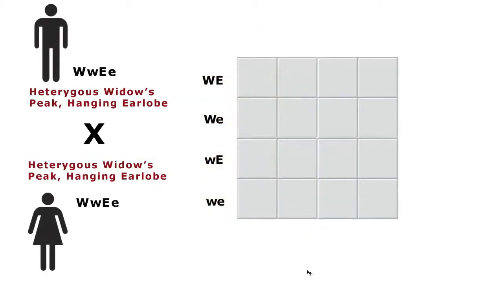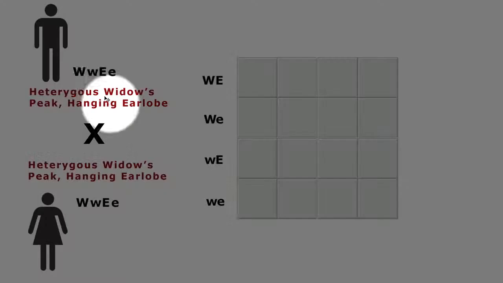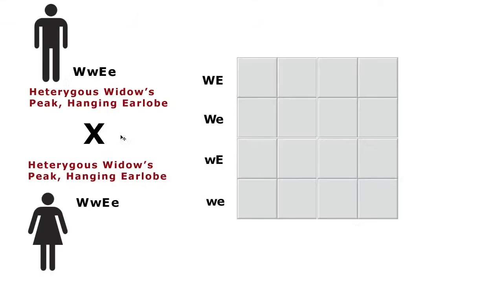So what if you want to track the offspring possibilities for two different traits at the same time? Well, you can do that. You're just going to need a Punnett square that's a little bit bigger. For instance, what if we cross two individuals that are both heterozygous for widow's peak and hanging earlobe? Well, let's figure out what the allele combinations are going to look like.